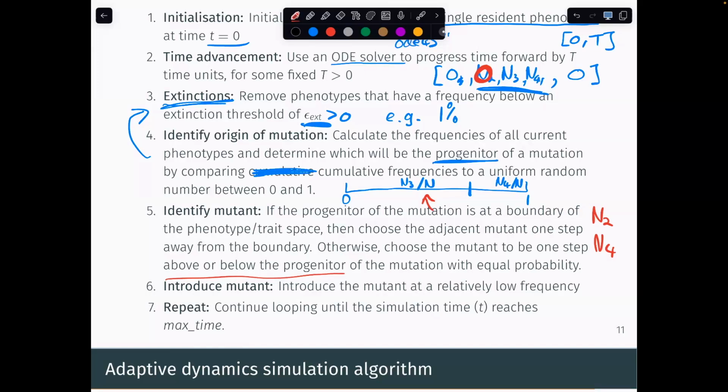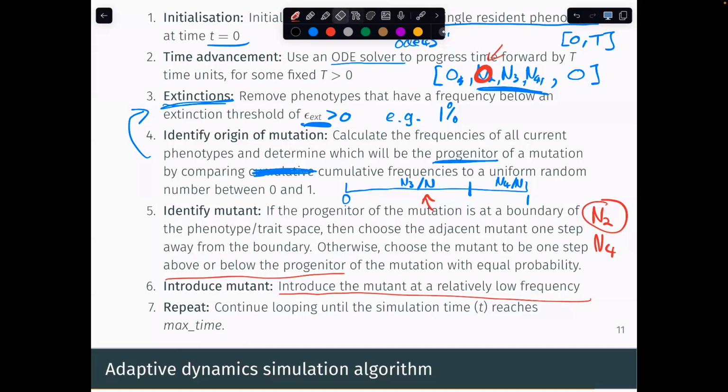And then all we need to do is introduce the mutant at a relatively low frequency. In this case, if N2 was my choice of mutant, N2 is currently not in this system because it was set to 0 up here. So now I'm just going to introduce N2 at a relatively low frequency, say 1%. It doesn't really matter what you do, as long as it's a relatively low frequency. This is like my invasion fitness, right? I'm introducing a rare mutant into this system.